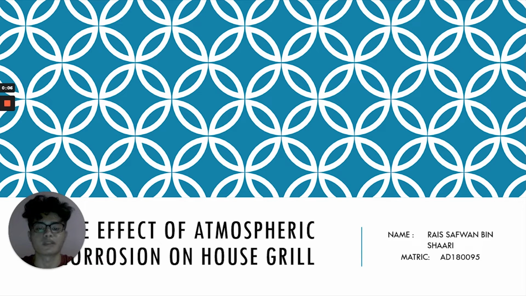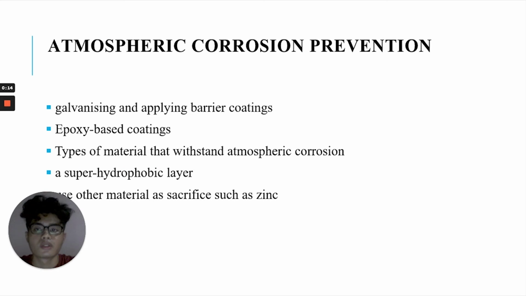So I'm going to present the atmospheric corrosion prevention and conclusion. So, atmospheric corrosion prevention. The most common techniques for preventing corrosion were found to be galvanizing and applying barrier coatings. Most steel buildings used inland and in harsh coastal environments at the port are hot-dip galvanized. Epoxy-based coatings, on the other hand, were discovered to be mostly used in telecommunication towers and major power plants.